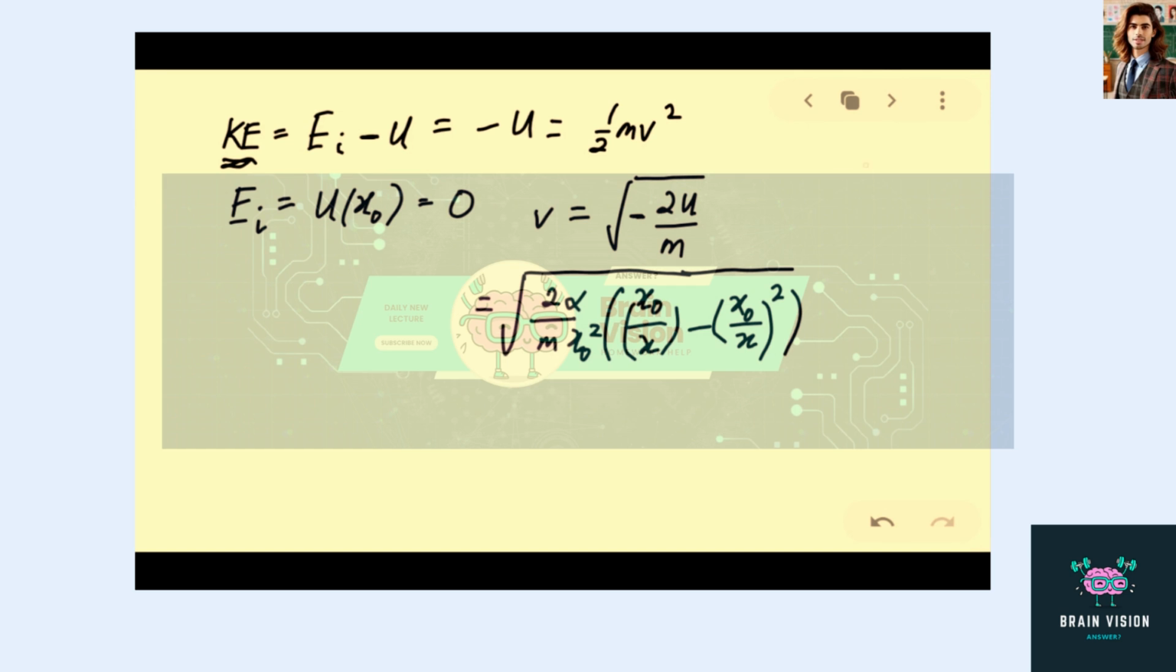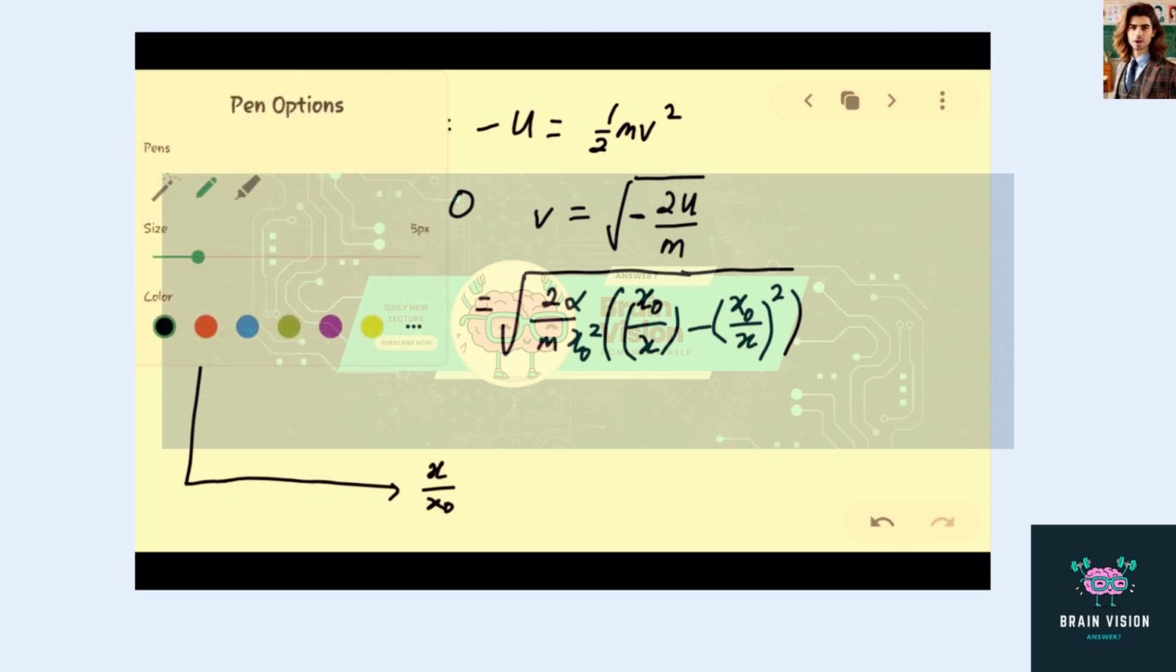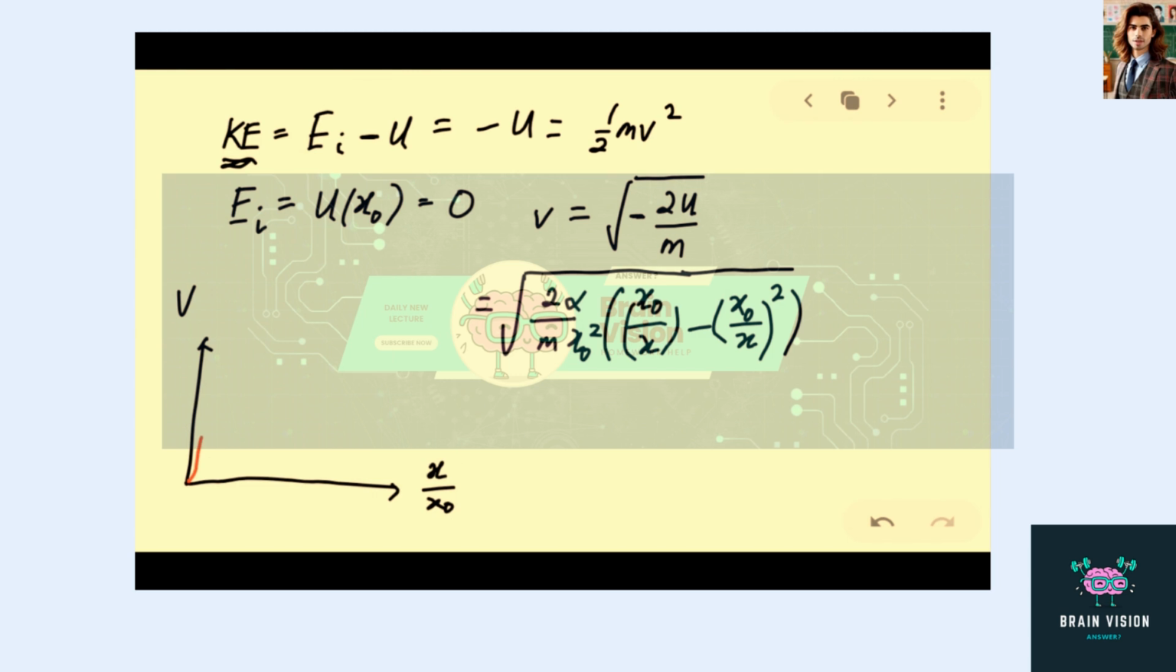Now we have to graph this. You can use a graphing calculator to graph a rough sketch of the velocity. The velocity curve, again, we're going to graph with respect to x over x naught. This would be a rough sketch of the velocity.